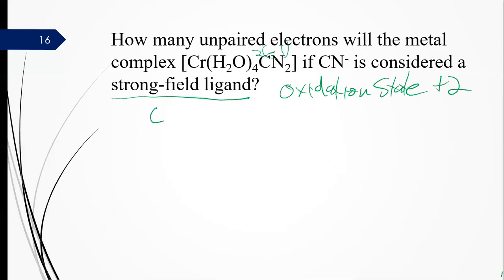And so we can find that our chromium 2+ has how many d electrons? 4. Now the second part is we want to figure out what shape this is going to be, because that will change our different levels of splitting. Though I will be honest, almost all of them, unless I tell you otherwise, are going to be octahedral, but you should always check. It's a good thing to know. So how can we check our coordination number for this chromium?